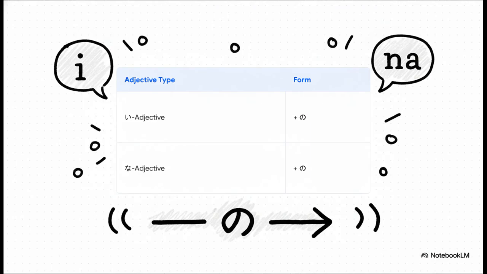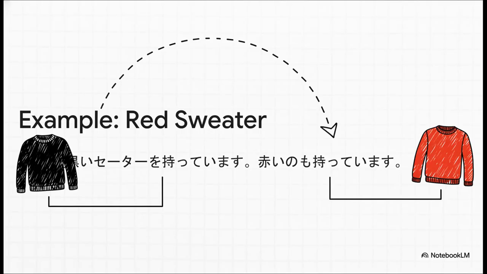And you're going to love this part. The grammar is super simple. It doesn't matter if it's an i adjective or a na adjective, you just tack the no right on the end. That's it. No complicated rules to memorize here. So let's see how this works in the real world.